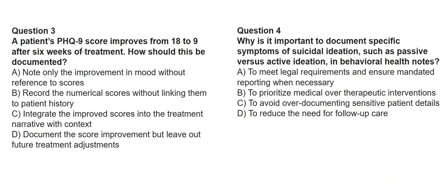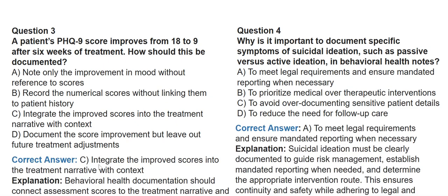Question 3. A patient's PHQ-9 score improves from 18 to 9 after 6 weeks of treatment. How should this be documented? A, note only the improvement in mood without reference to scores. B, record the numerical scores without linking them to patient history. C, integrate the improved scores into the treatment narrative within context. Or D, document the score improvement but leave out future treatment adjustments.